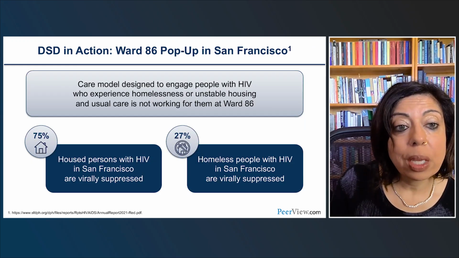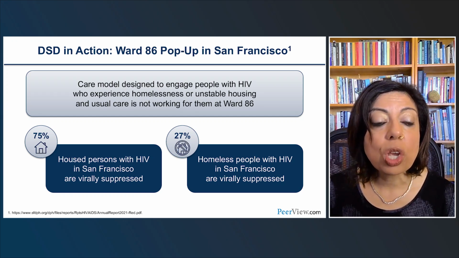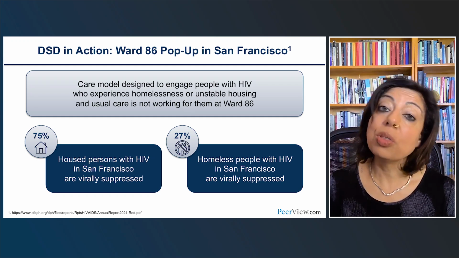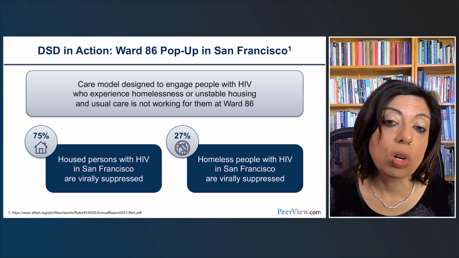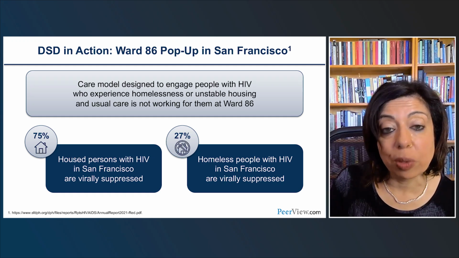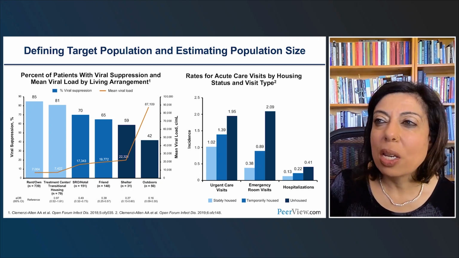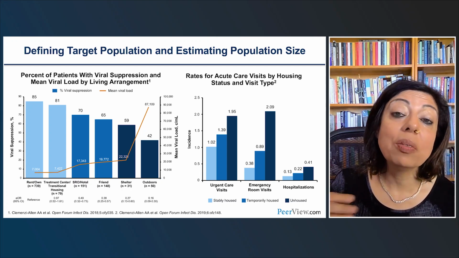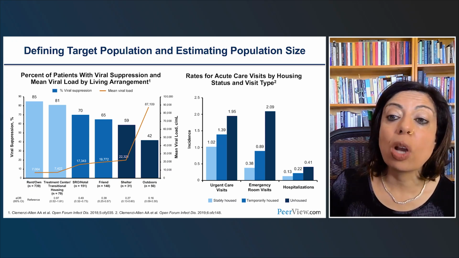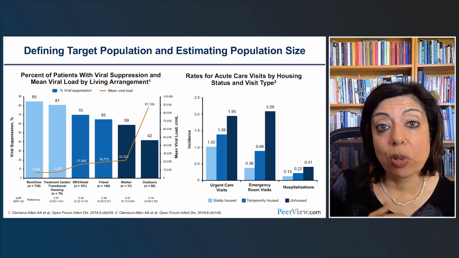We also have a program in San Francisco called the Ward 86 Pop-Up Program. And this was really based on the fact that those who are housed in San Francisco are more likely to be virologically suppressed than those who are living with homelessness or who experience unstable housing. And because of that, we wanted to engage this population who is living with homelessness and HIV. We also did an analysis at Ward 86 where we saw that the more unstable your housing was, meaning living on the streets, the more likely you were not to be virologically suppressed. Whereas even living in a shelter or having transitional housing or having an SRO would be associated with more stable virologic suppression rates.